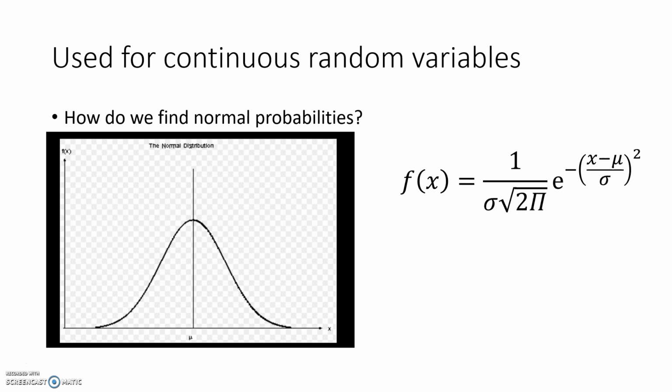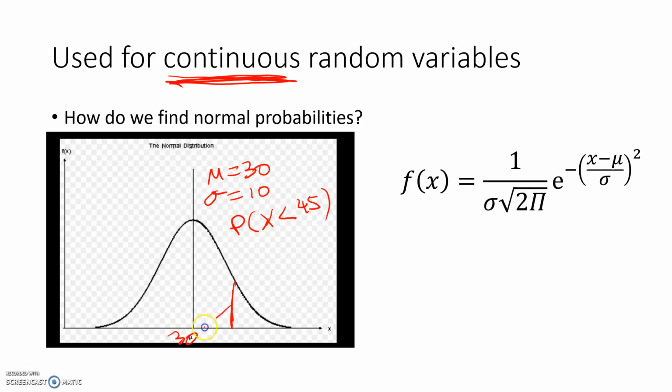So when we find probabilities from random variables that are continuous, then we use the idea of a probability density function. So if I asked you to find a probability here, suppose that mu was equal to 30 and sigma was equal to 10, and I said find me the probability that x is less than 45, we could draw that picture here, make this 30, and we'd be looking for the area under the curve.